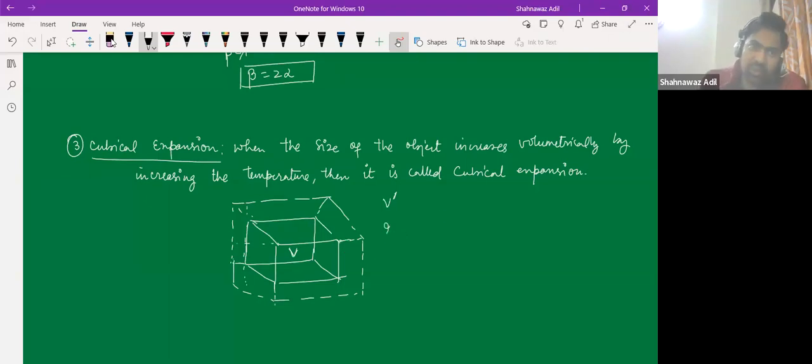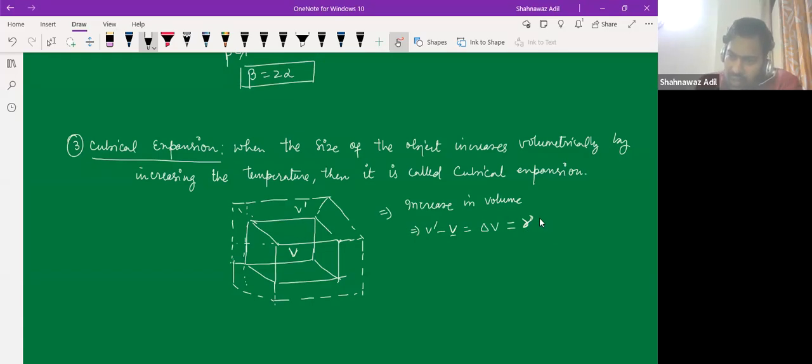So the increase in volume would be how much? Let's say this is V prime. So the increase in volume is V prime minus V, new volume minus old volume, and that is delta V. And this would be equal to gamma, whatever the coefficient is, times the original volume, times the change in temperature, as we have studied in the previous case.